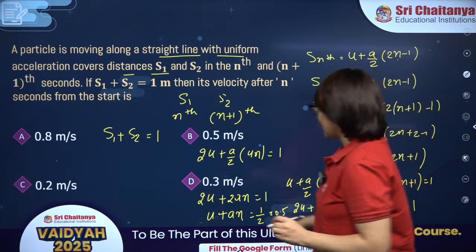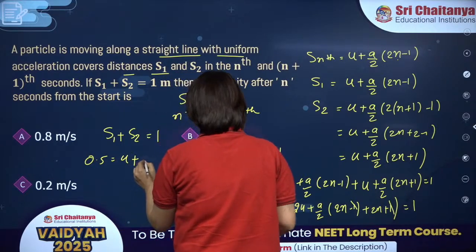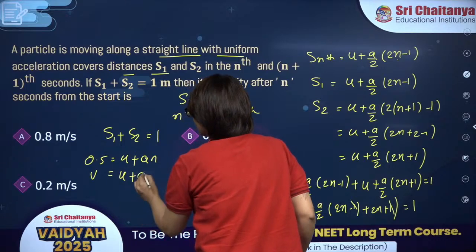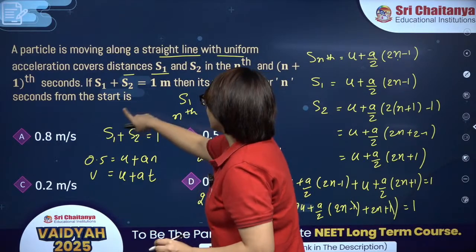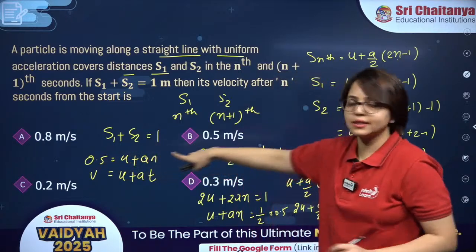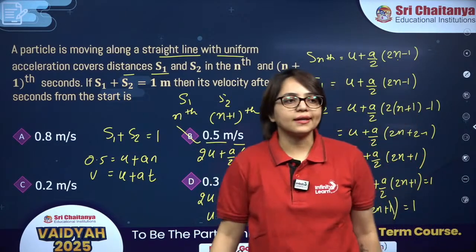Right. So what do we have? 0.5 is equal to u plus a into n. So if you compare it with v is equal to u plus at, t is equal to n seconds, a is a, u is u, then v will be 0.5, which is equal to option B. Well done guys. Option B is the correct answer.